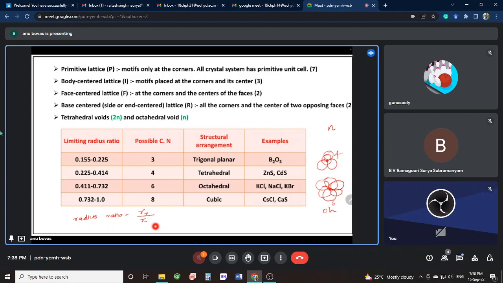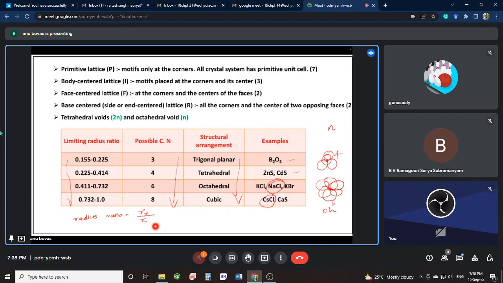So we can see that as the radius ratio increases downwards, coordination number is increasing. Structural arrangement also changes from trigonal planar to cubic. Examples we can see are B2O3, ZnS, CdS, KCl, etc. So the structures asked of us are NaCl and cesium chloride. Okay, so we can move on to solving the question.